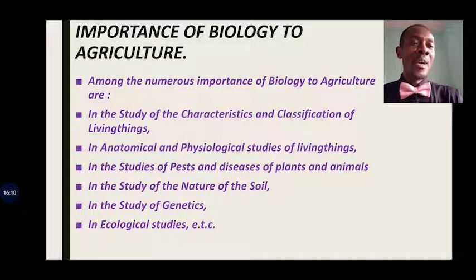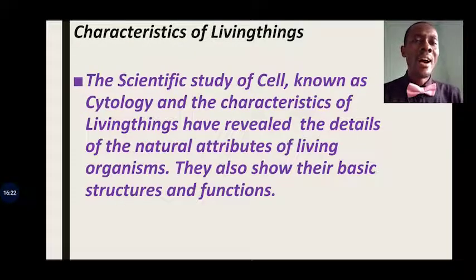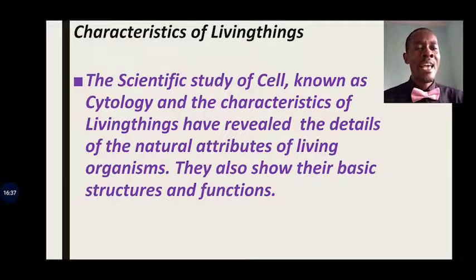And of course, you know that living things can be classified into 5 specific kingdoms that we have done before. Now, in this our slide, if you look at what is on your screen, the scientific study of cells, known as cytology, and the characteristics of living things have revealed the details of the natural attributes of living organisms. They also show their basic structures and functions. Now, look at what this statement is portraying. It says that the scientific study of cells is known as cytology.